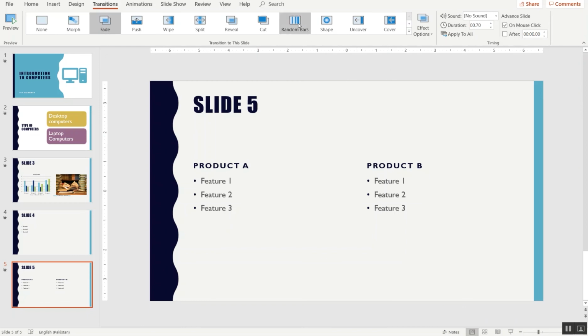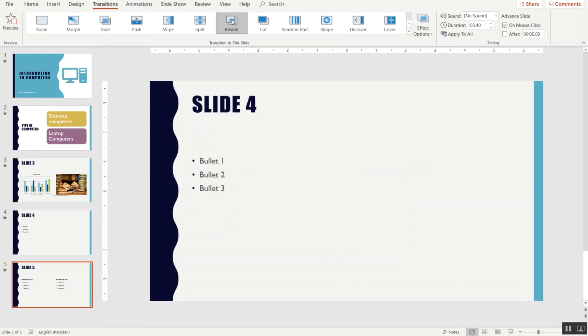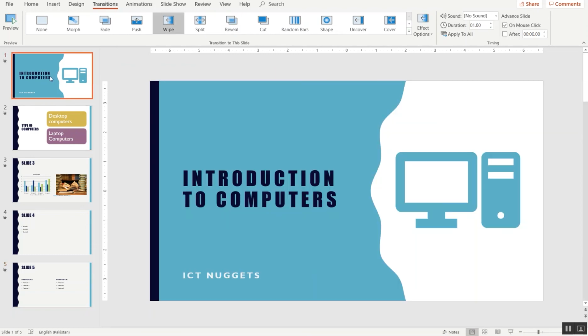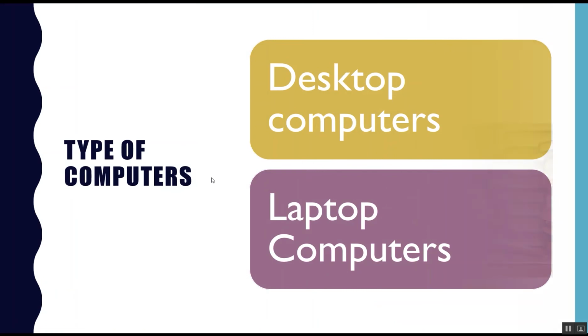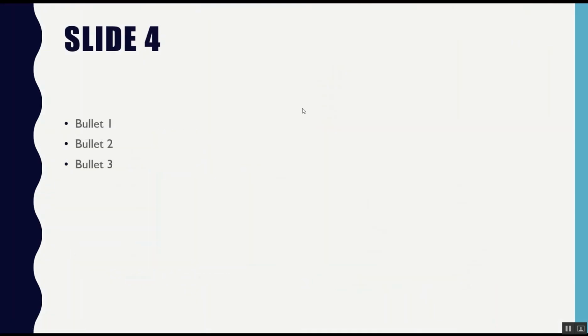You can also have only one transition. For example, if you click on this reveal, go to the first slide and select any sort of transition. For example, this wipe, and from the right side you can tell PowerPoint to apply to all slides. If I click here, this particular transition has been applied to all slides. If I press the F5 key, I can see that the same transition effect has been applied to all slides.